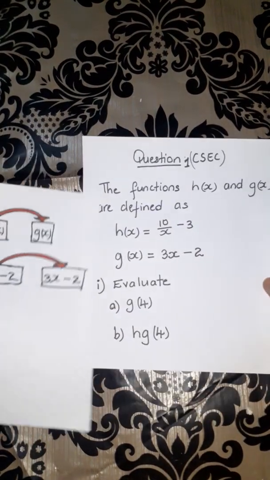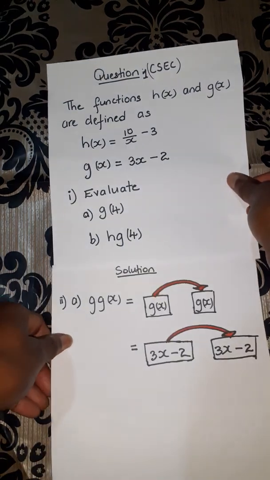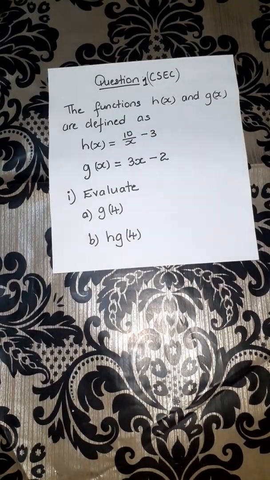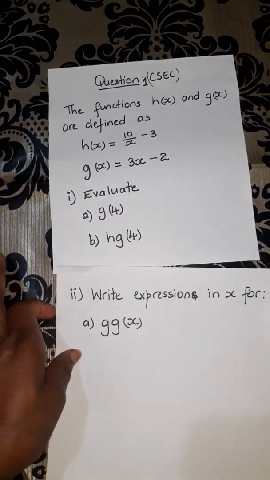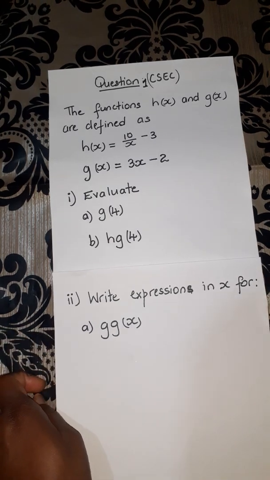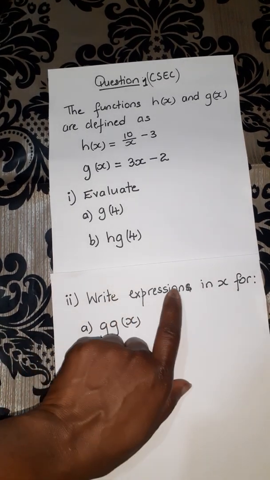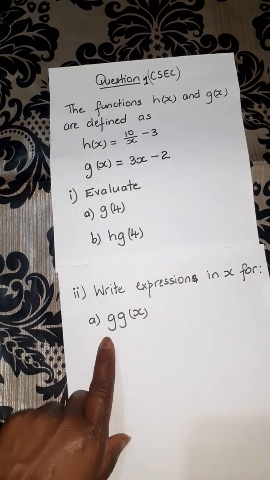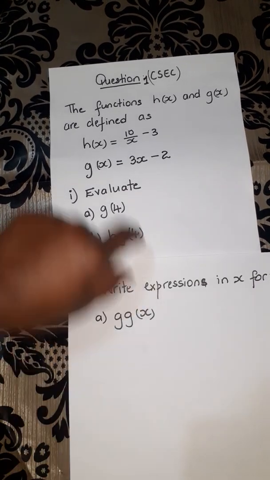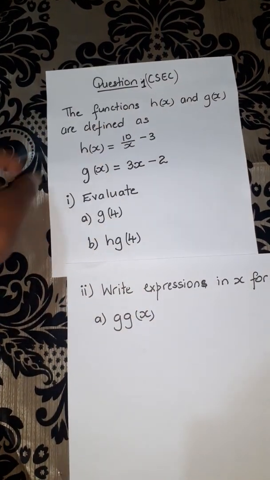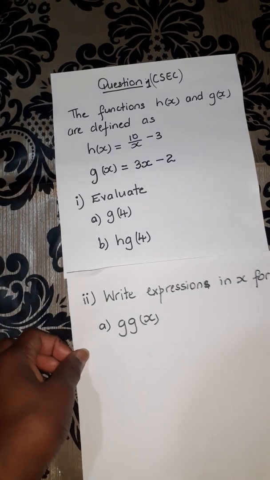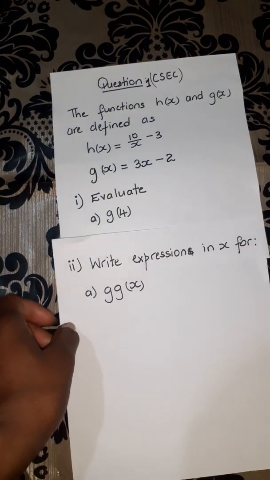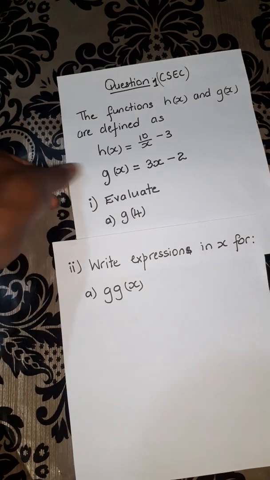There was another part to this question. Sorry, this is the other part. It says to write the expression in x for g of x. So it's coming from the same number 1. All right. So write the expression in x for g of x. Now what does that mean?